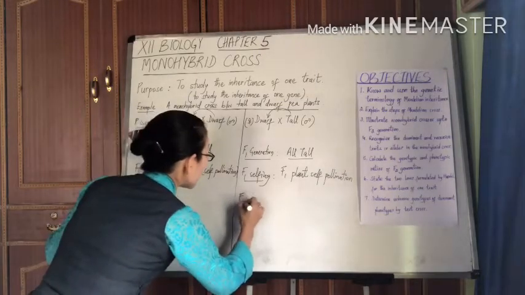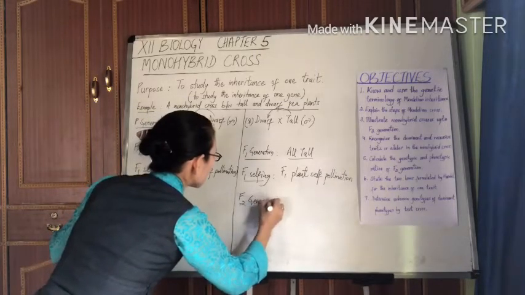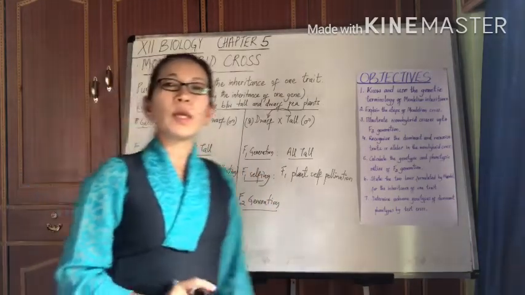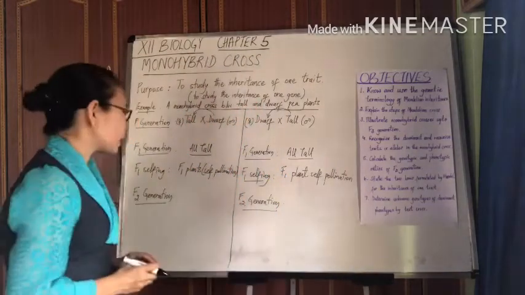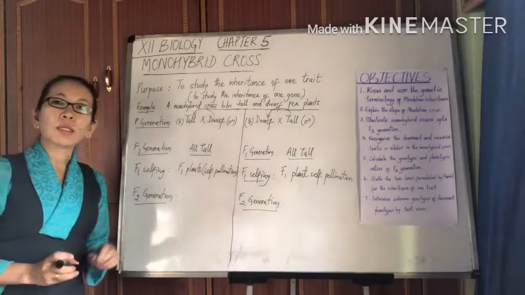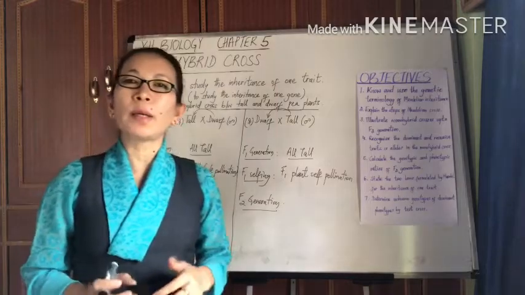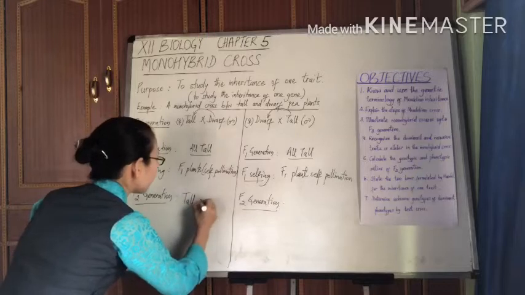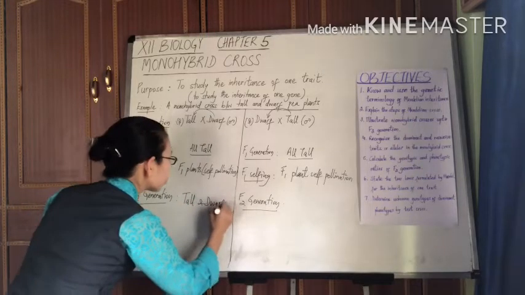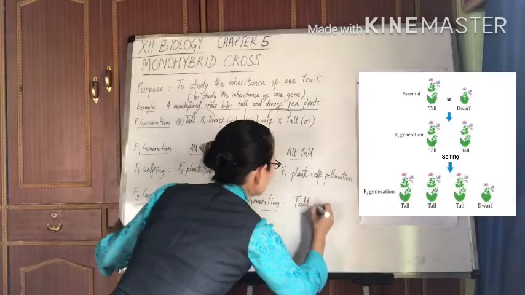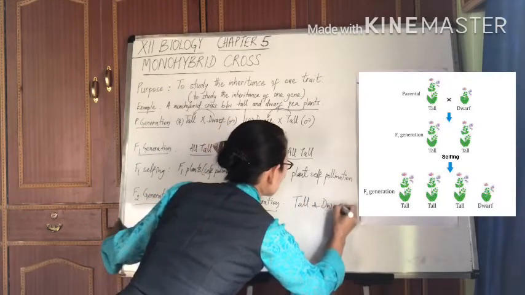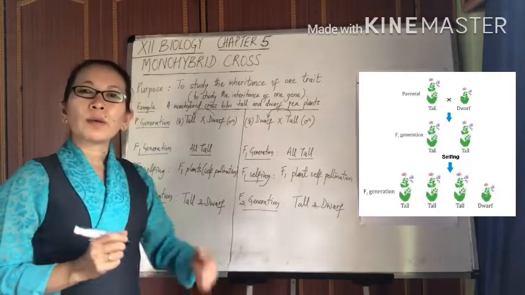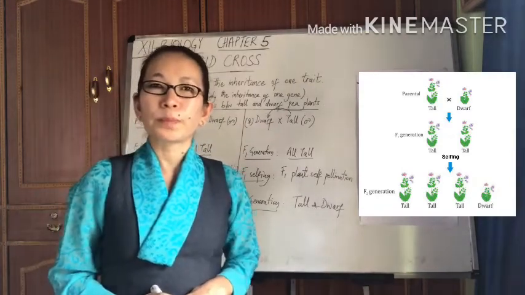Now, when Mendel made his observation on each of the F2 plants, what he noticed was that he had both of the parental phenotypes in the F2 plants. So, F2 plants showed both parental phenotypes. He could find the dwarf phenotype reappearing in the F2 generation.